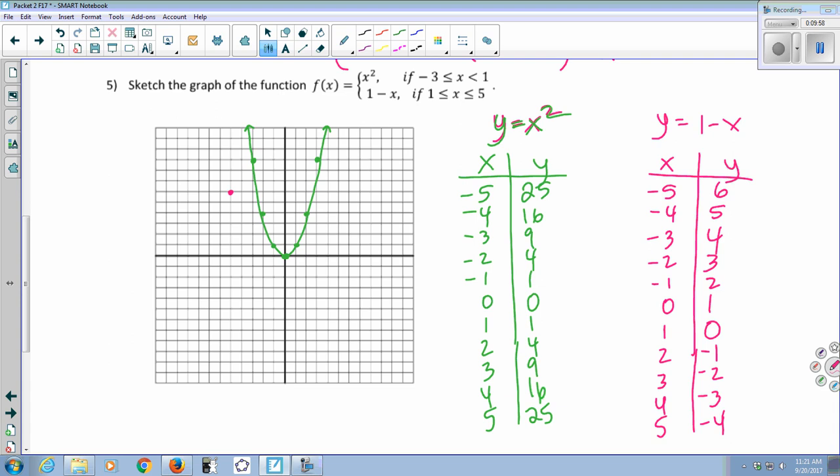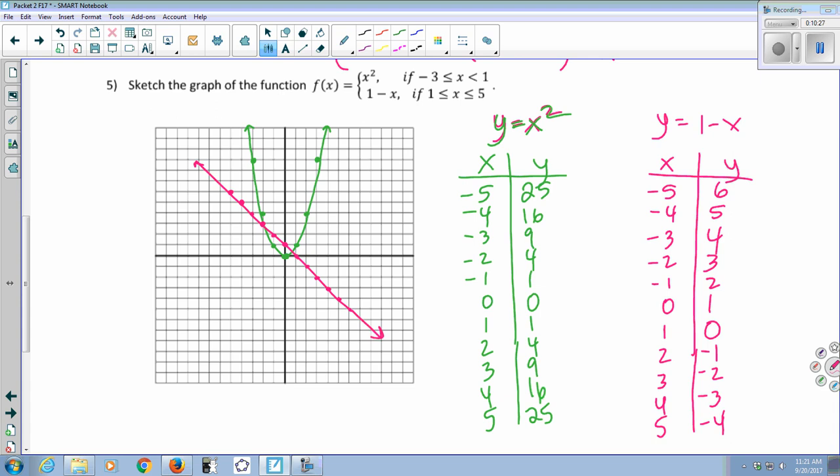-4, 5, -3, 4, -2, 3, -1, 2, 0, 1, 1, 0, and I get the idea here. Plotting points along this line and connect them. All right, so I've graphed them both.